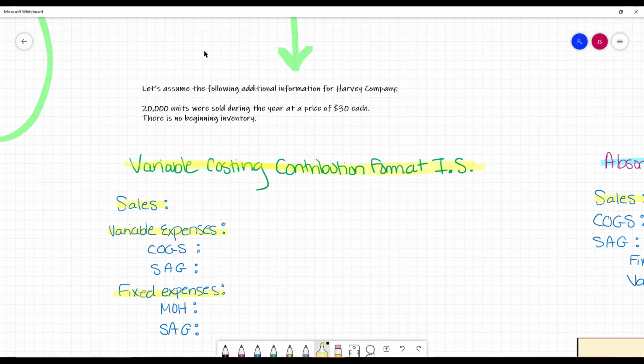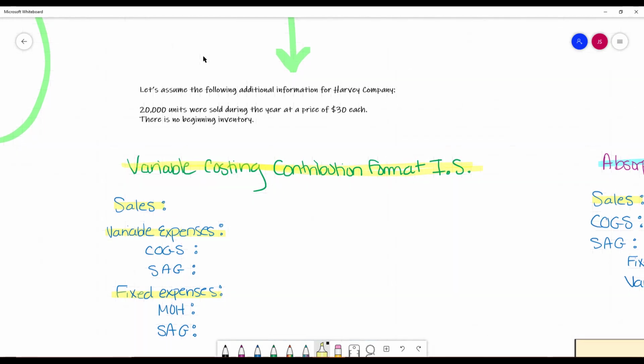So let's start with variable costing and see what that would look like. So let's first calculate our sales. So if we're selling 20,000 units at $30 a unit, that means our sales for the year, that's going to come out to $600,000. But now we want to figure out, because remember with the variable costing, we do the contribution format income statement. So remember, it's always sales minus all things variable first, then our fixed expenses. So let's first find the variable expenses.